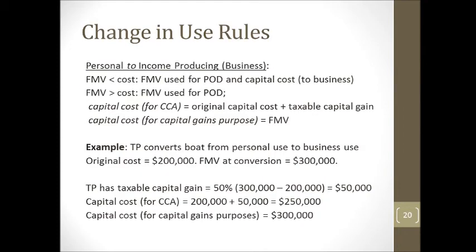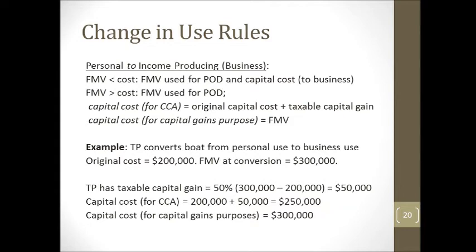Flipping slides, let's take a look at the second scenario, which is a bit more complex. In this scenario, an asset is used personally and then converted into an income-producing asset, for example, for business use. So we have an asset used personally, and then it was converted into a business use asset. Now, in this situation, we look at whether or not the fair market value was below the original cost, or if the fair market value at the time of conversion is above the original cost.